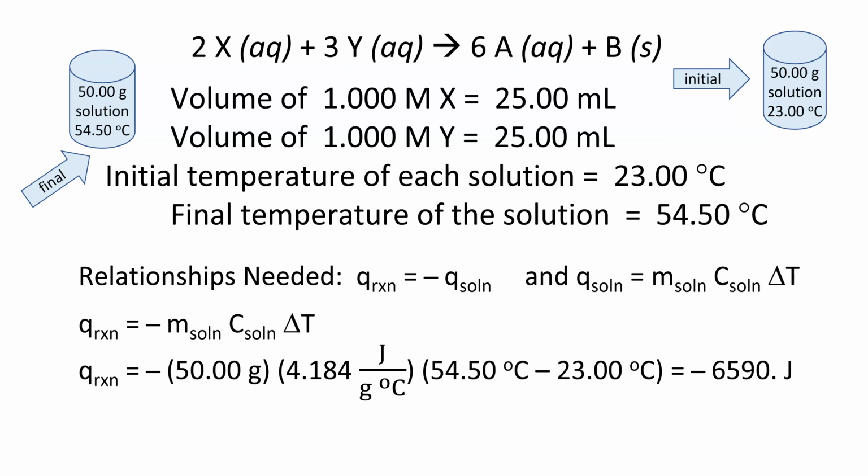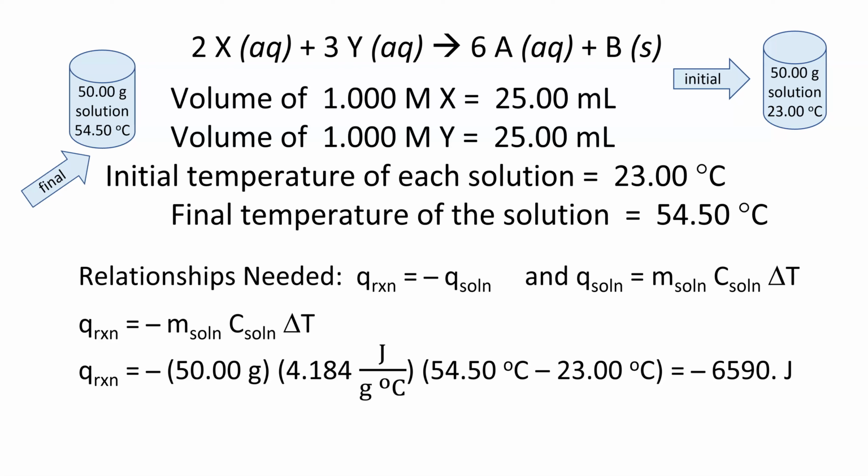solution. So when we put this all together, we have that the heat of our reaction is equal to the opposite of the mass of our solution, the total mass of our solution, the heat capacity of our solution, and the temperature change of the solution. So our total mass of our solution, using our measured volumes and the density of those solutions, which we assume to be the same as water, we have a mass of our solutions of 50.00 grams.